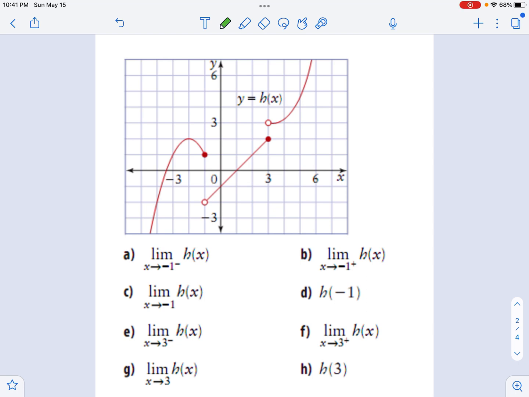And there's a new concept that you're going to see on this page, and that's when we get to the h of. All right, we'll talk about that when we get there.